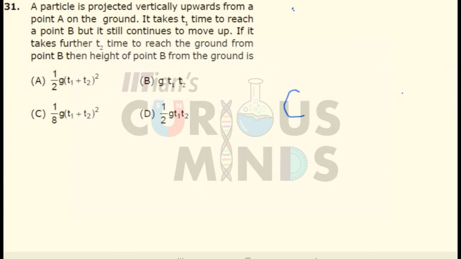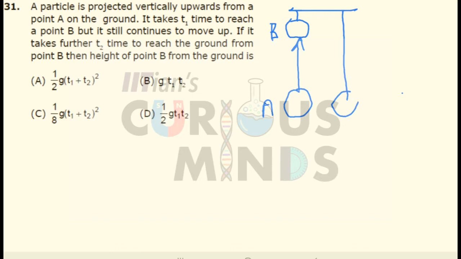A particle is projected vertically upwards from the point A on the ground. So let me assume the particle starts from this point and it reaches a certain point, that is point B. It continues going upwards, and after a certain height it again reaches the ground in time t2. So the first time is given as t1, the second time is given as t2.